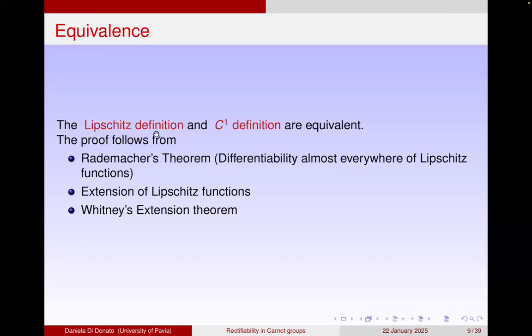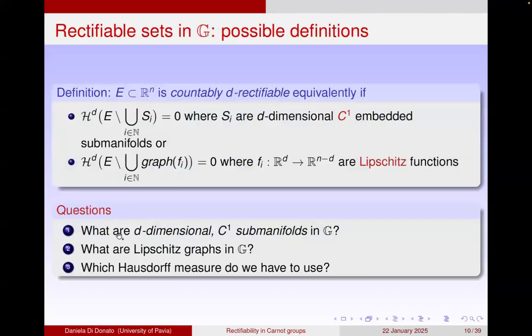In the Euclidean case, the Lipschitz definition and the C1 definition are equivalent. The proof follows from Rademacher's theorem, the extension of Lipschitz functions, and Whitney's extension theorem. The aim of my research is to give the Lipschitz version and the C1 version in Carnot groups, and then prove their equivalence. So the questions are: what are the d-dimensional C1 submanifolds in G? What are Lipschitz graphs in Carnot groups? And which Hausdorff measure do we have to use?